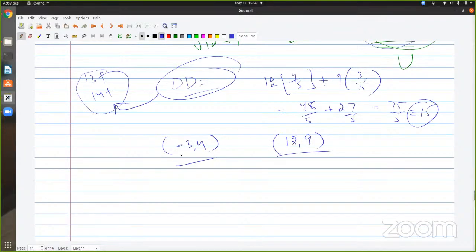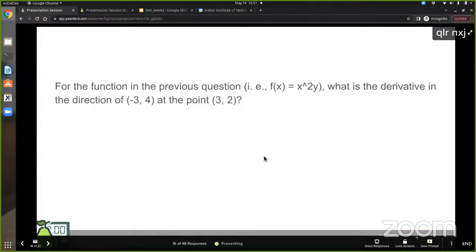Now the dot product between these two will be 0, which means these directions are perpendicular to each other. So in one direction, the rate of change is maximum. In another direction, rate of change is 0. So I hope that point is clear to everyone. Let's move on to the next question.